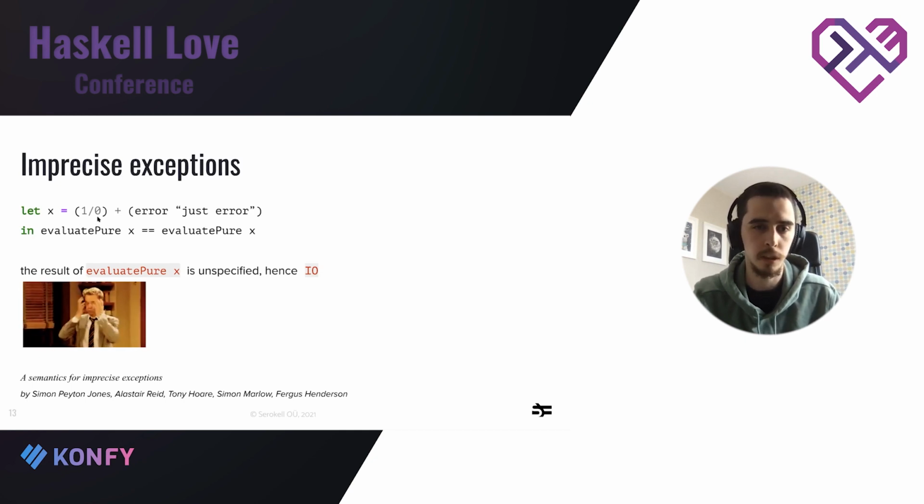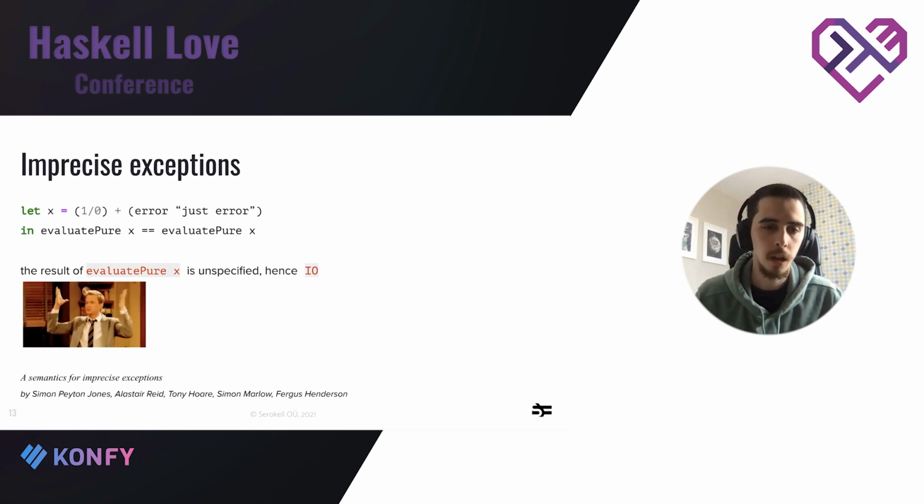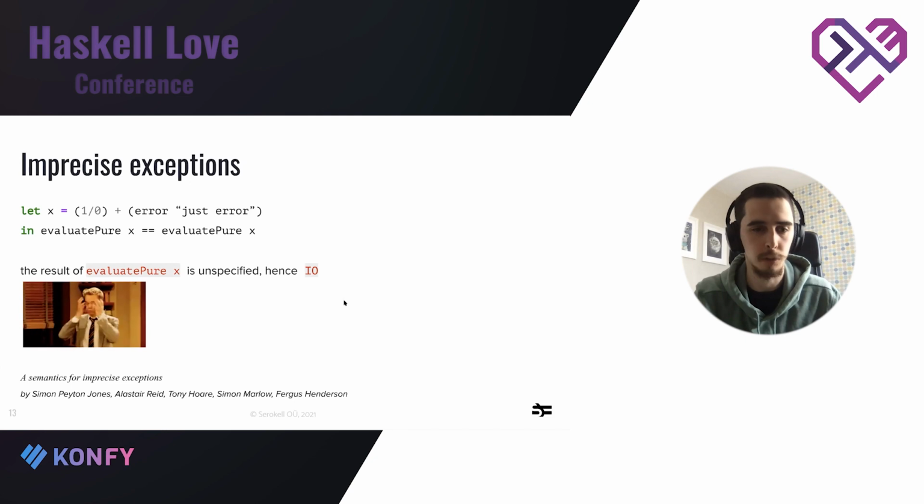So since the order is not specified, we can't be sure that this expression will always return true. It may evaluate X as divide by zero, and then it may evaluate it as just error. That's why evaluate returns IO, and its semantic is that it returns any of the exceptions that was produced while evaluating X. This approach is called imprecise exceptions, and it's described in detail in the paper Semantics for Imprecise Exceptions.